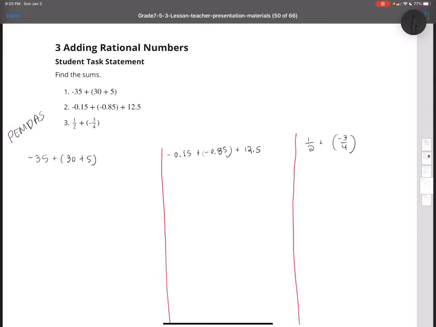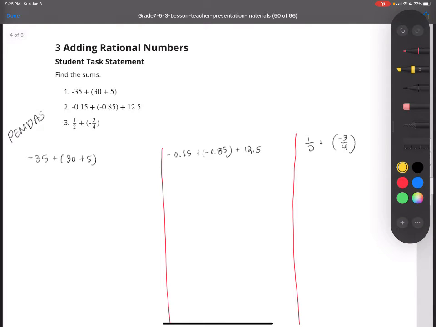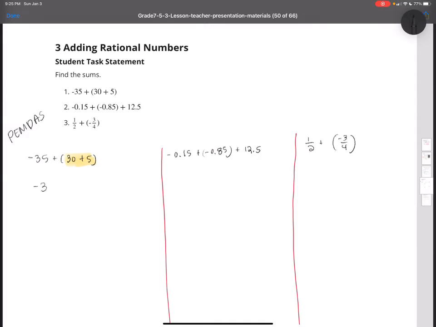Okay, so I see parentheses, so I want to solve the parentheses first, which is 30 plus 5, and I'll highlight that for you guys so you can know what step I'm on. I'm going to add that together. So negative 30 plus 30 plus 5, which would be 35. Now, you guys should be familiar with a problem like this because we discussed it in our warm-up, in student task statement number 2. Anytime you add opposites, it equals 0. Moving on to the next one.